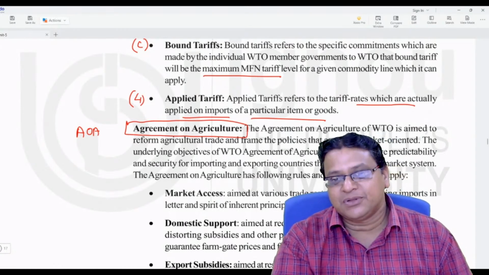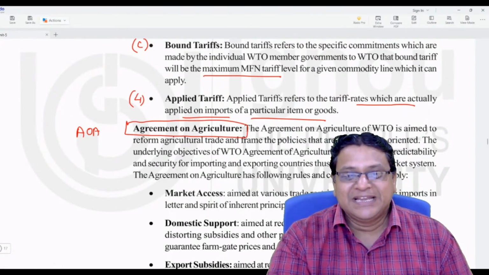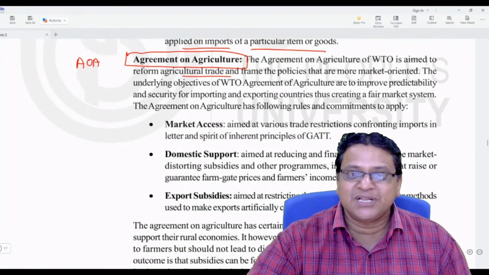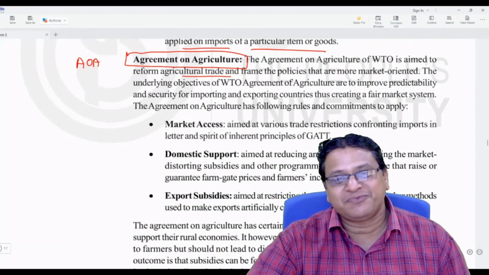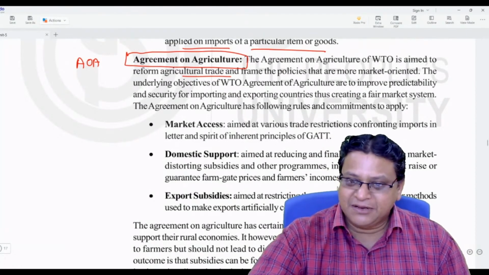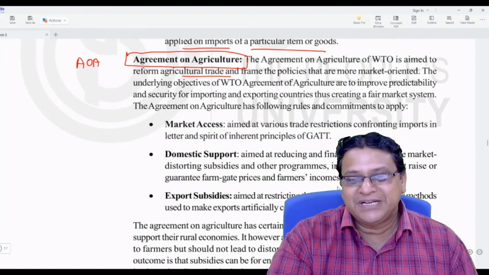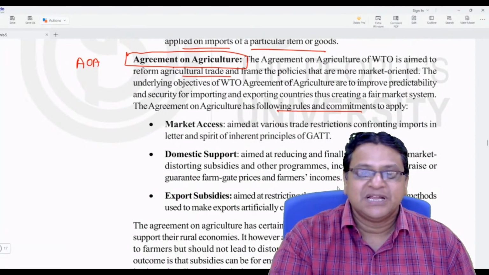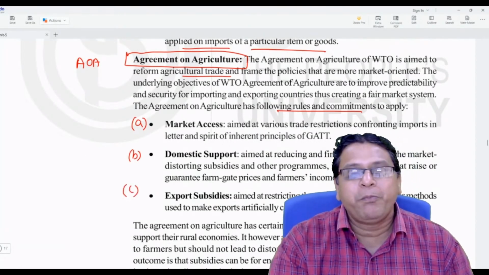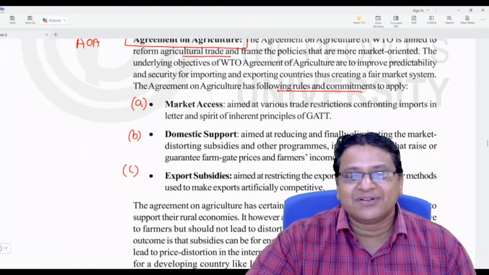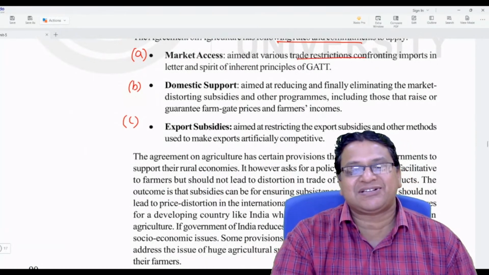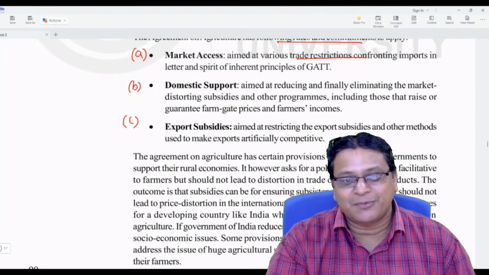An agreement on agriculture of WTO is aimed to reform agricultural trade. The agreement on agriculture frames rules and regulations related to purchase and sale of agricultural commodities. And in the case of the agreement on agriculture, the following 3 commitments are there. What are these commitments? First, market access. All the member countries decided to open their market for agricultural commodities. They have decided to reduce trade restrictions in respect of agricultural commodities.